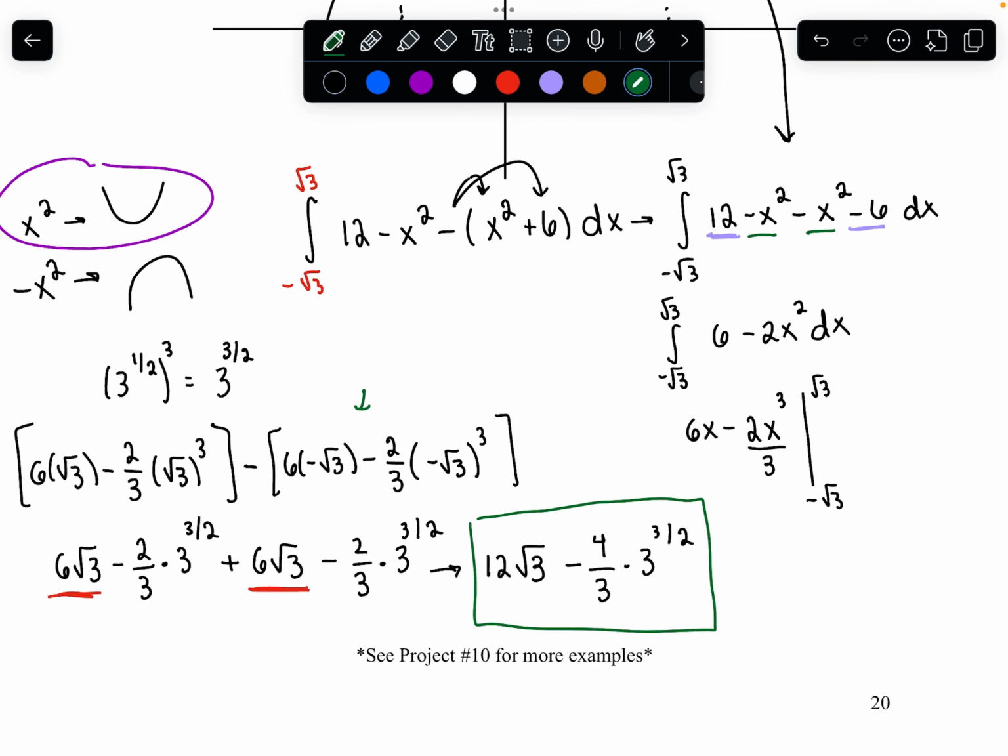Like, is this wrong? No, but like, this is a little bit better. Just like, don't be goofy. Okay? Don't be goofy.